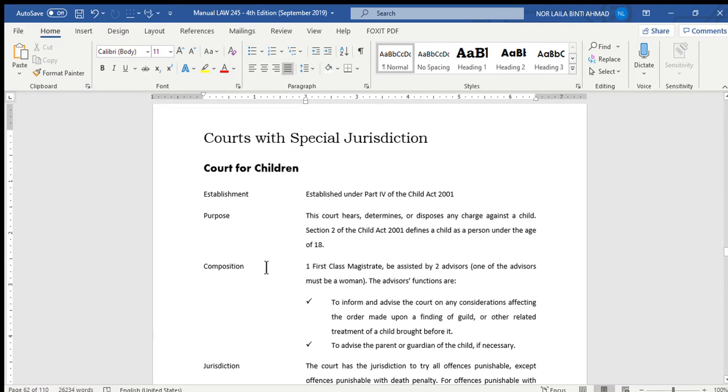Back to the composition of the court for children. There should be one first-class magistrate, assisted by 2 advisors. One of the advisors must be a woman. The advisors' functions are to inform and advise the court on any consideration affecting the order made upon a finding of guilt or other related treatment of a child brought before it, and to advise the parent or guardian of the child if necessary. So we have the advisors here in order to advise if a dispute arises later.